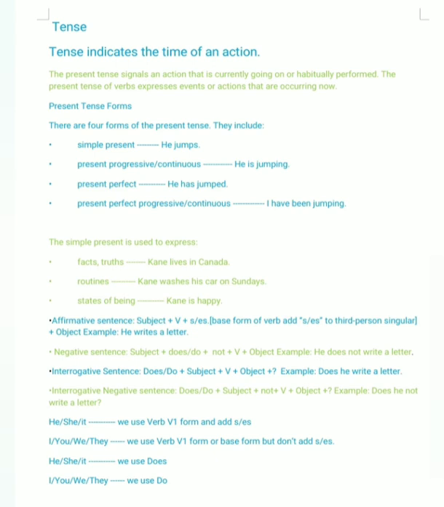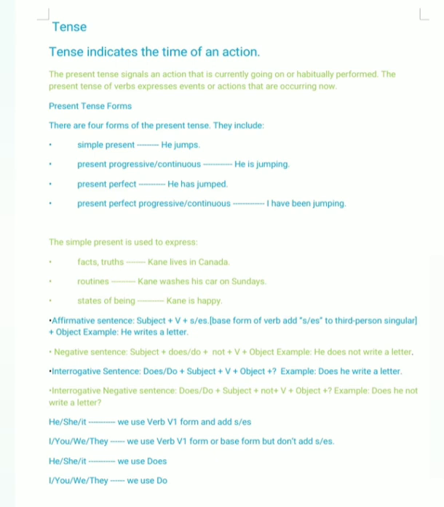Now in a negative sentence, how to write a negative sentence in simple present? First we have to write subject, then do or does, then we have to use not, then V1 form plus object. For example, he does not write a letter. Since here we have used does, that is why we are not using the V plus S form. Okay.